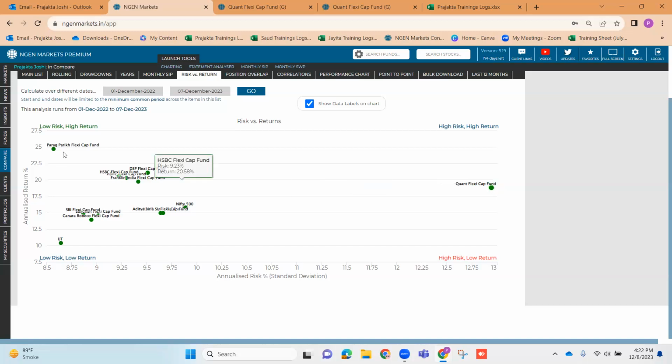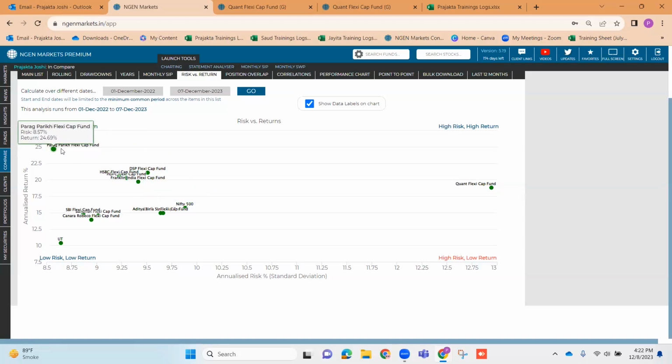right? On the other hand, Parag Parikh was getting plotted on the left hand side even 10 years before, and it is still getting plotted on the left hand side even now. That typically means this is a fund that has managed to keep its risk levels fairly low as compared to its peers under consideration with a decent return.